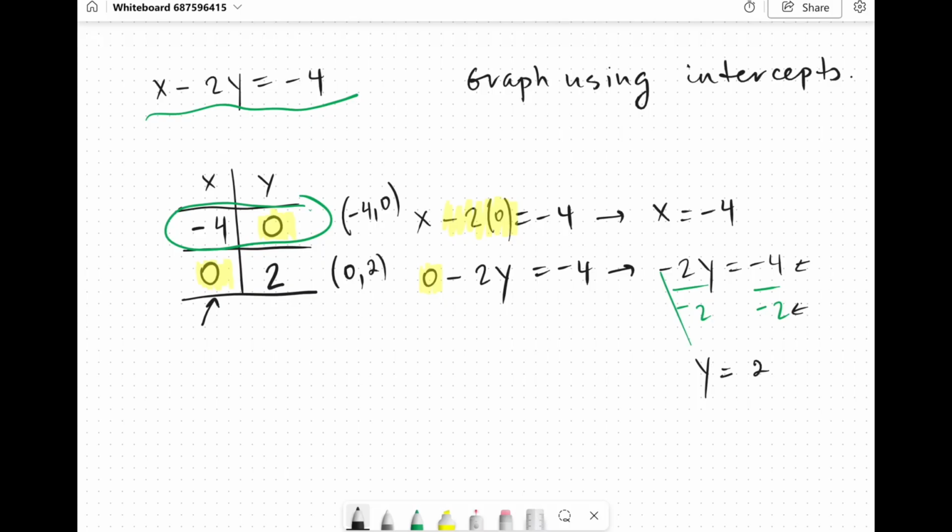Now we just have to graph these 2 points. The first point is negative 4, 0, and it's right here. And the second point is 0, 2. It's right here. Notice these points are on each of the axes because these are intercepts. And you connect the 2 points, and there is your line.